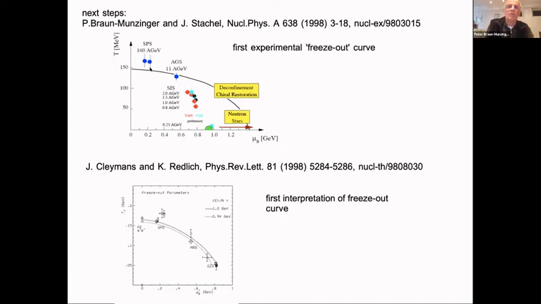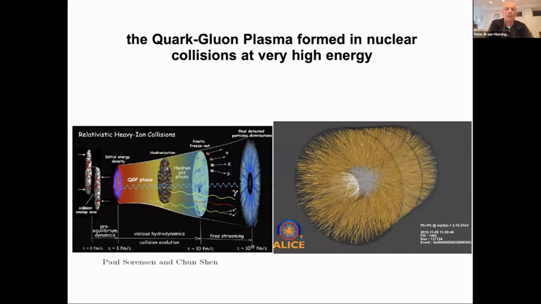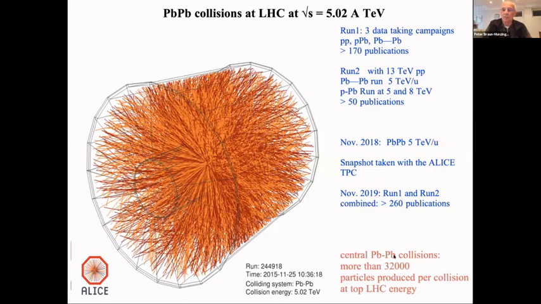So, but now I'll make a fast forward to the collider era and show you our attempts to attack the QCD phase diagram with precision data from the LHC. So, of course, this I don't need to discuss except that we collide lead nuclei at the LHC, and in fact, per unit of rapidity, we create about 2,000 charged hadrons, and integrated over a full central lead-lead collision at LHC energy, more than 32,000 particles are produced at top LHC energy.